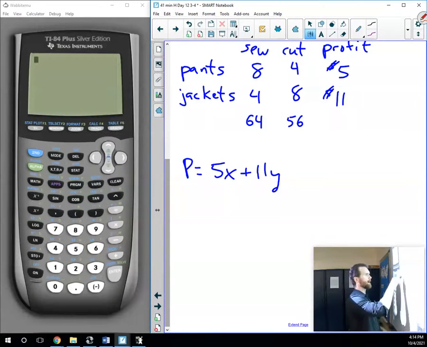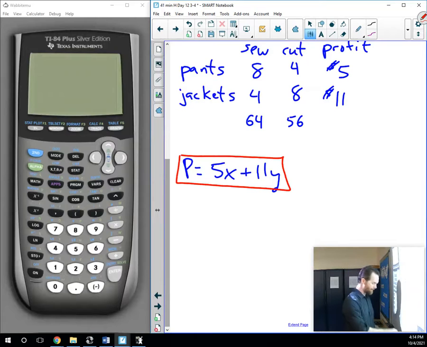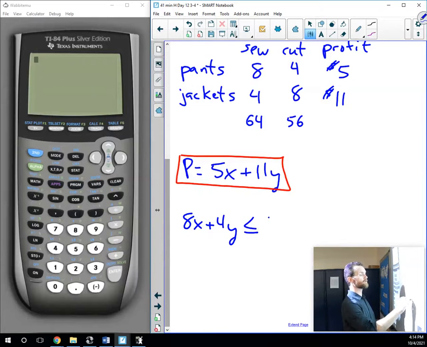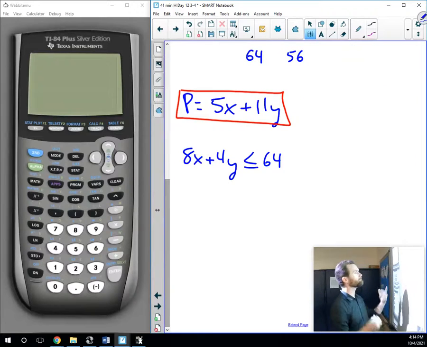Now, I'm going to put a box around this because that's what we're going to come back to at the very end of the problem. Now we need our constraints. The first limitation, let's do the amount of time we have for sewing. So that would be 8x plus 4y is less than or equal to 64, because 64 is the limiting factor. That's the constraint we have on the amount of time we can spend sewing, or fabric sewing operator time, whatever they called it.